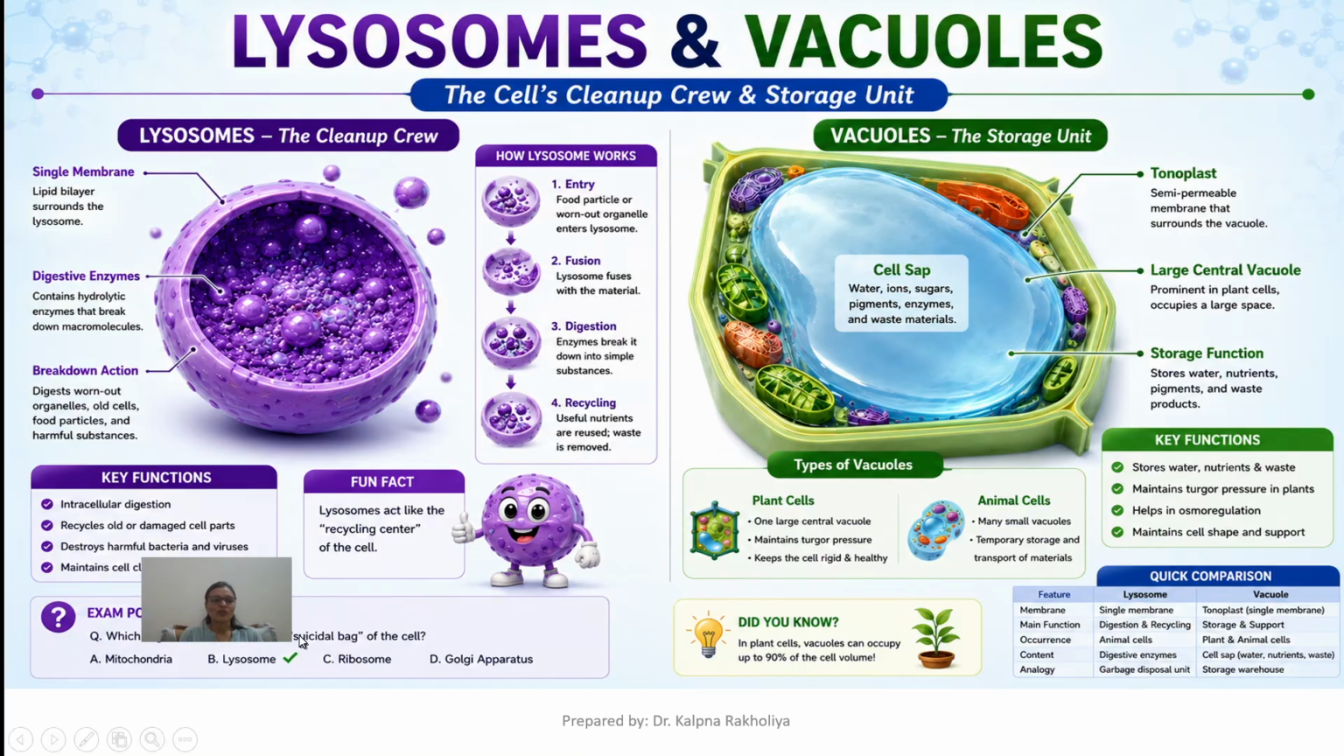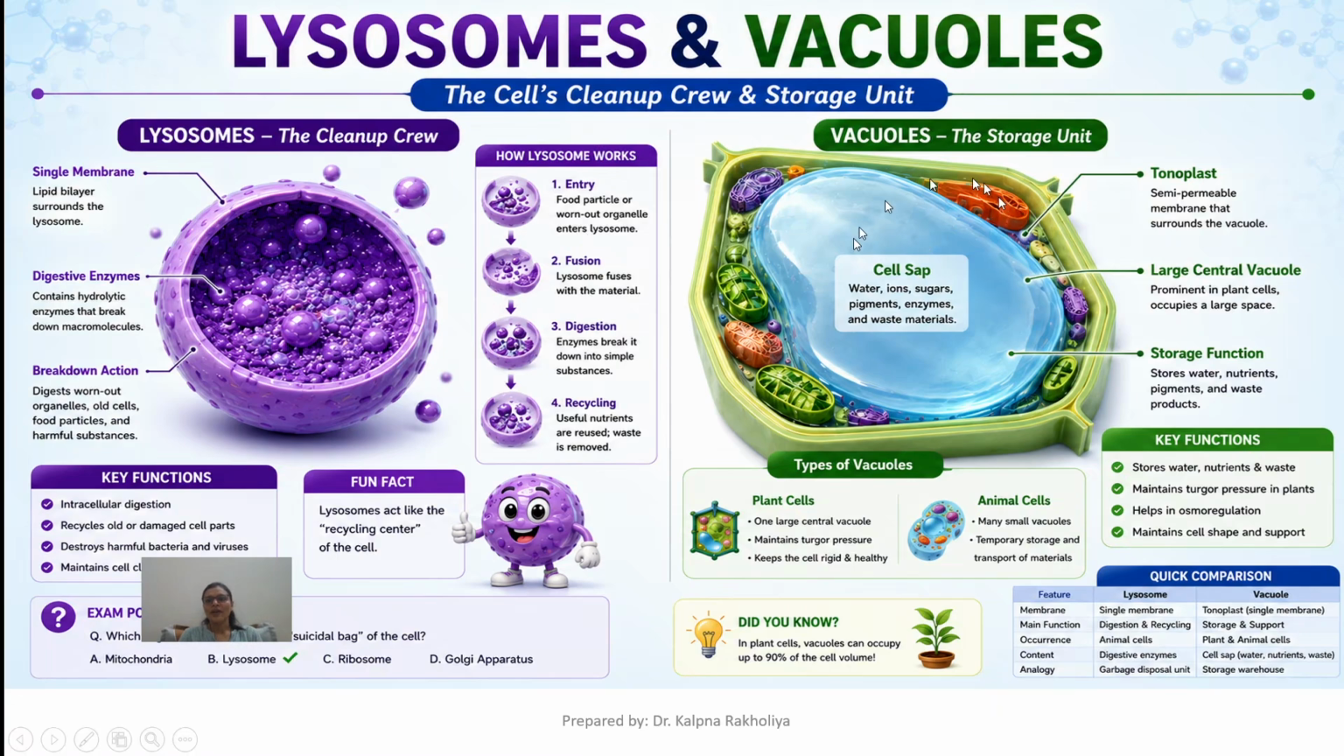exocytosis. So from the exam point of view, which organelle is known as the suicidal bag of the cell? This lysosome is also called the suicidal bag. So the answer is lysosome. While vacuoles are present in both types of cells, plant cell and animal cell. It is also called a storage unit.